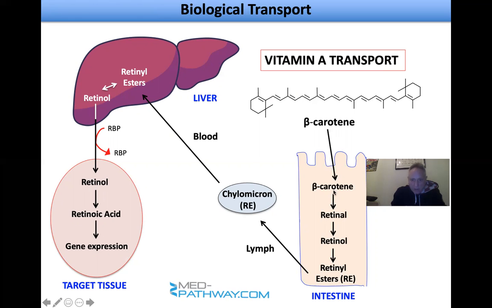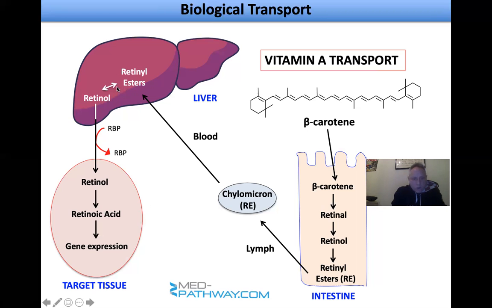If you notice, what happens is that it gets converted into retinal, which is the aldehyde, oxidized to the retinol, which is the alcohol, then esterified, and then transferred in chylomicrons. We've seen chylomicrons before. These are lipoprotein particles that are used to transport exogenous fats consumed in our diets, but also things like non-polar vitamins or water-insoluble vitamins, D, A, K, and E as well. We take it to the liver where it's stored.